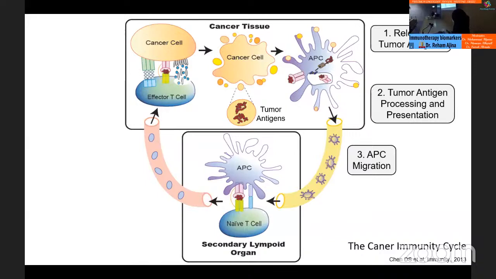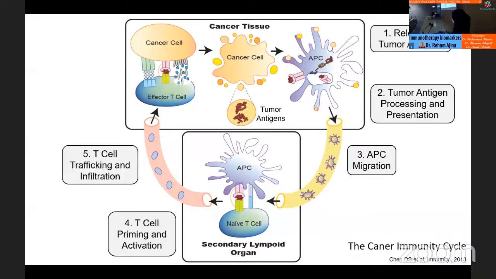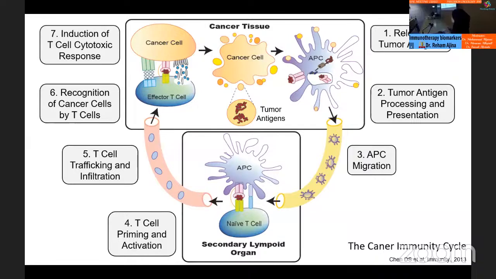Those naive T cells will then get activated and migrate through the blood vessels toward the cancer tissue. In the cancer tissue, if those T cells have receptors against that specific tumor antigen expressed on the surface of cancer cells, they will be able to recognize and kill the cancer cell. When the cancer cell dies, you get more tumor antigens, and thus the propagation of the cycle. Because these tumor antigens are different from those in normal cells, they are sometimes called neoantigens.